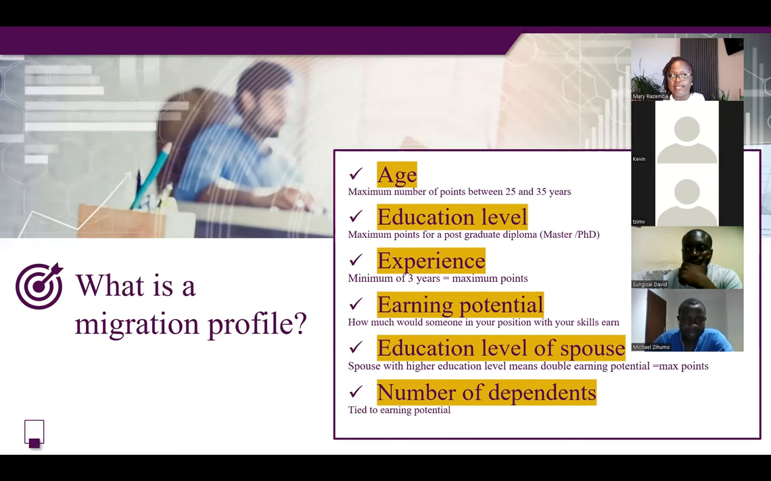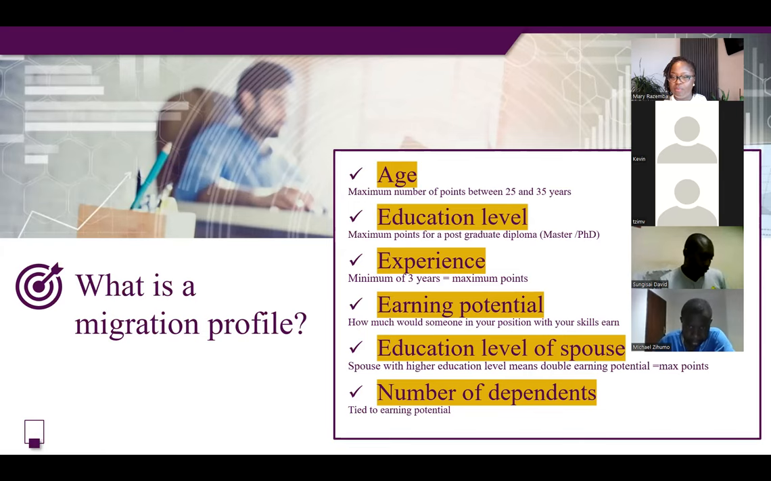Which I call factors that will influence your employability and the likelihood that you will be accepted to migrate. The likelihood that you will be granted a visa, the likelihood that you will be granted a job opportunity. And these are the factors. Age. For most countries, they use a point system, and the number of points that you have is dependent on these factors here that we use in our migration profile.